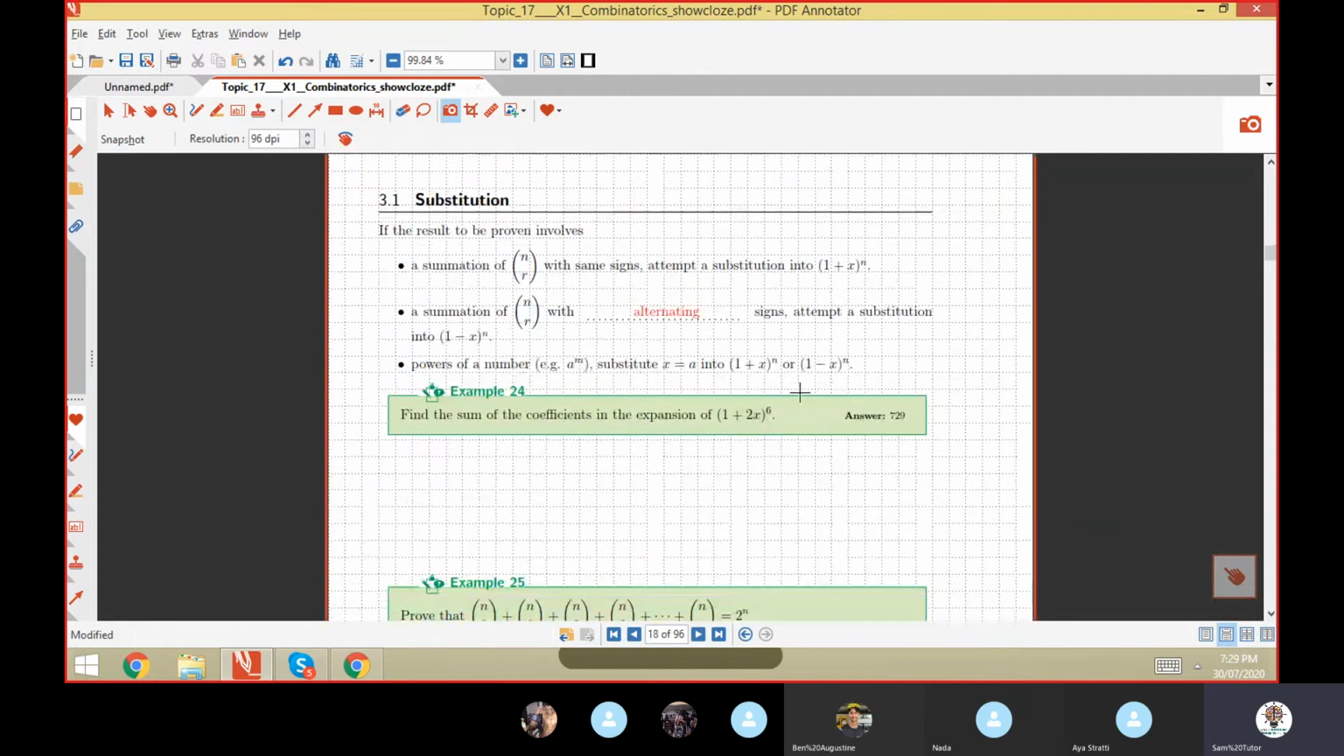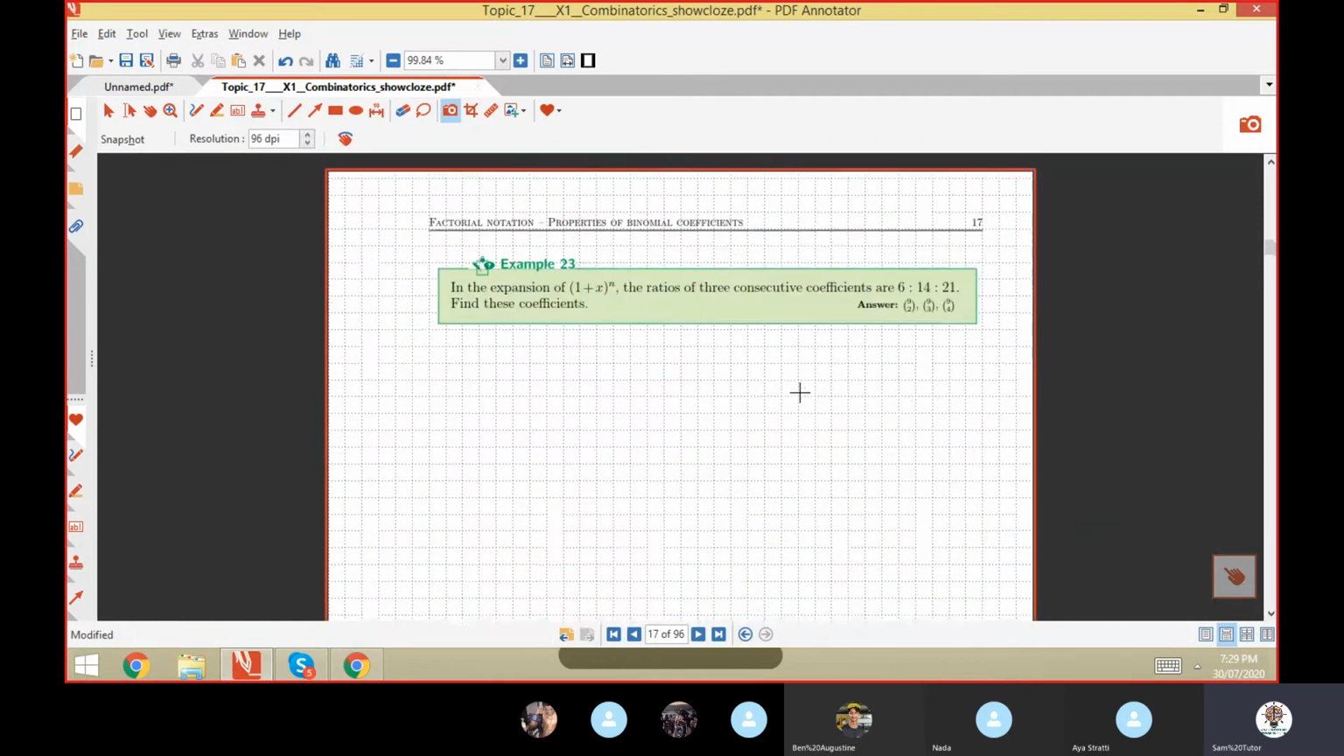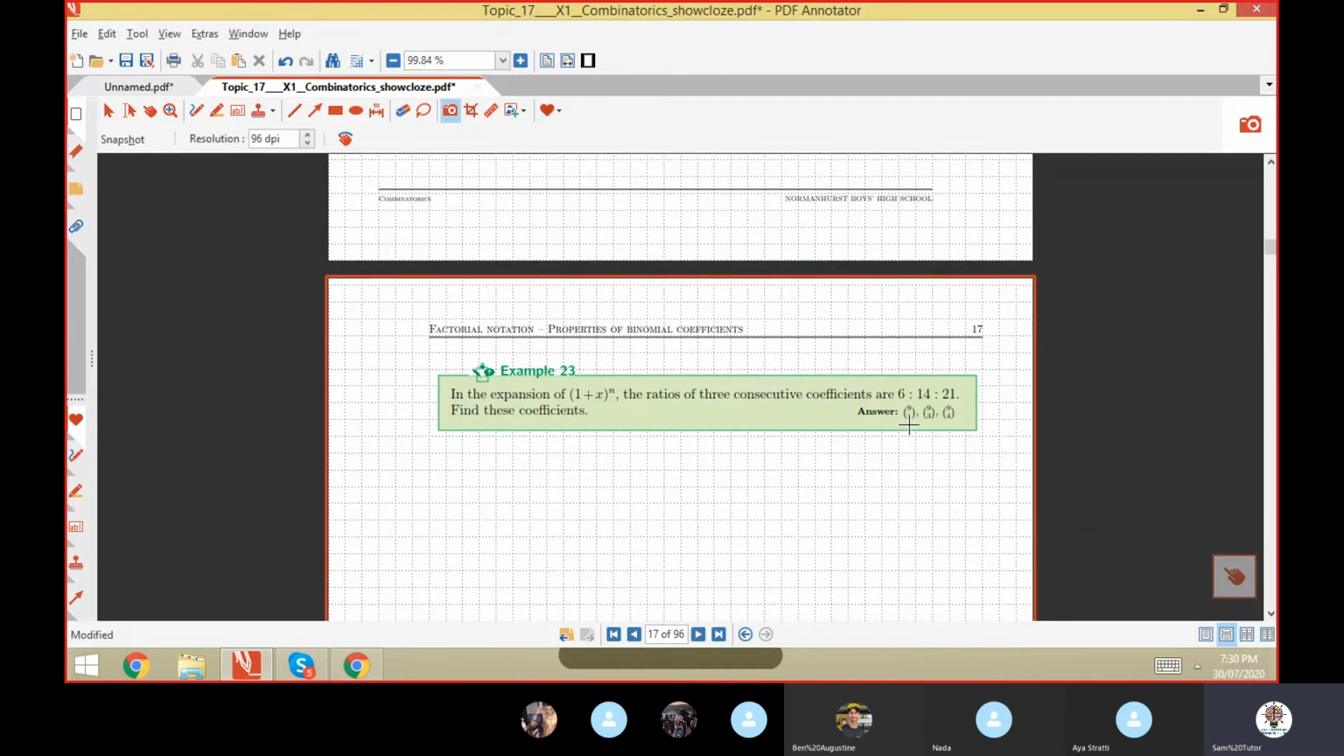I really wanted to do proofs today. I might leave that one for next week, or if you guys want to try it, you can try it and get back to me. The ratios of 3 consecutive coefficients are 6, 14, and 21. Find these coefficients.